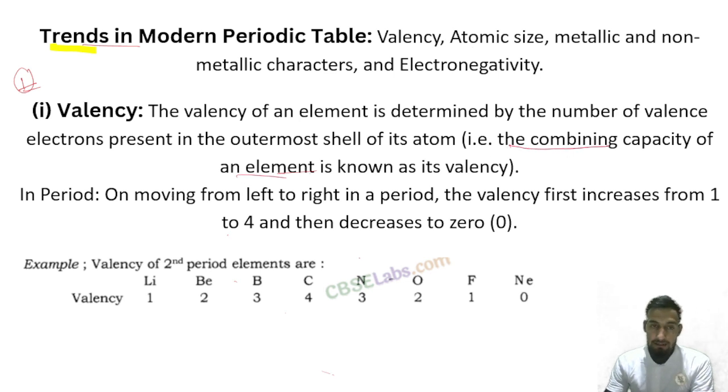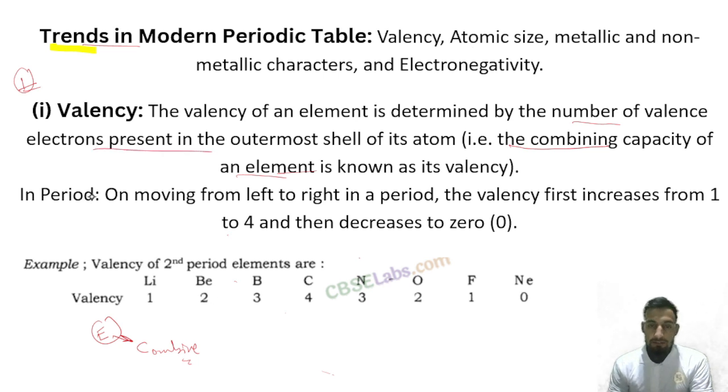What? Combining capacity. That means कि अगर हमारे पास कोई एलिमेंट है उसकी क्या कंबाइनिंग कैपेसिटी है, वो दूसरे एलिमेंट्स के साथ कंबाइन कैसे होना चाहता है in order to form the compounds. That is what we call valency. And this valency is determined by the number of valence electrons that are present in the outermost shell.